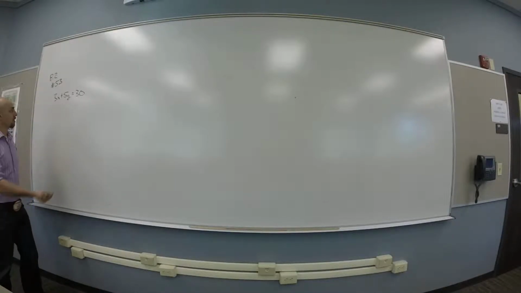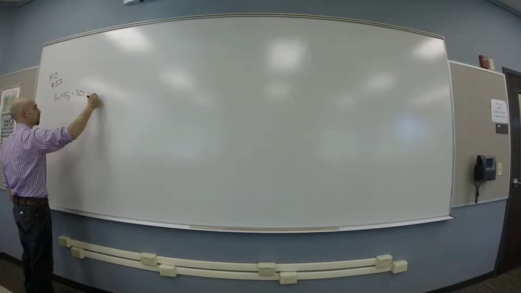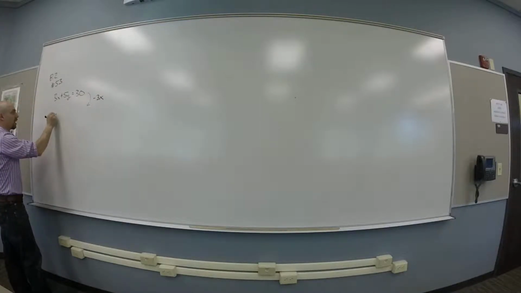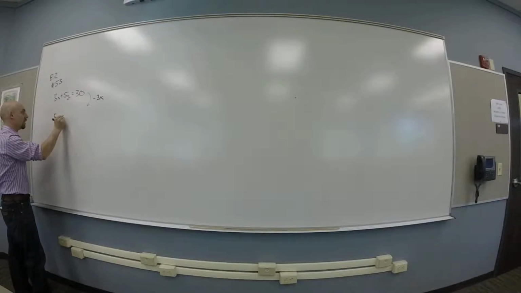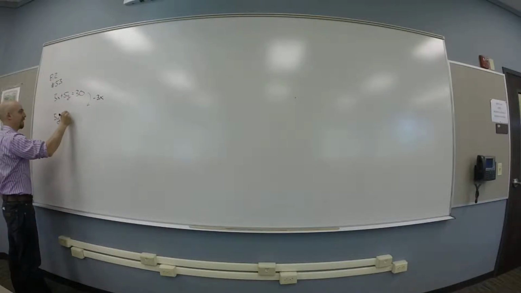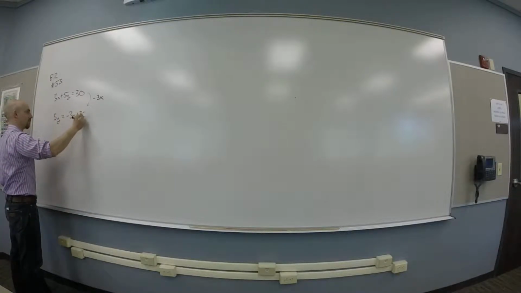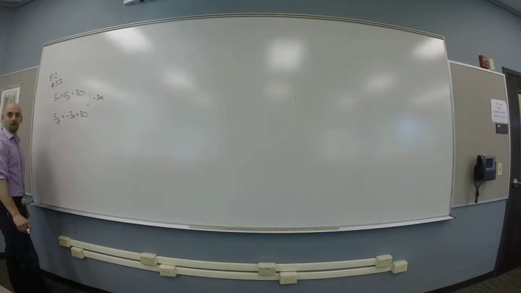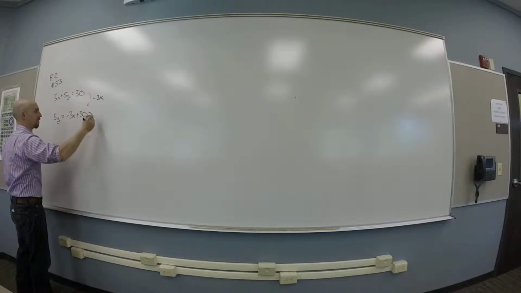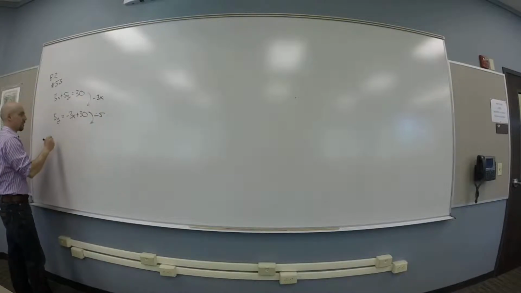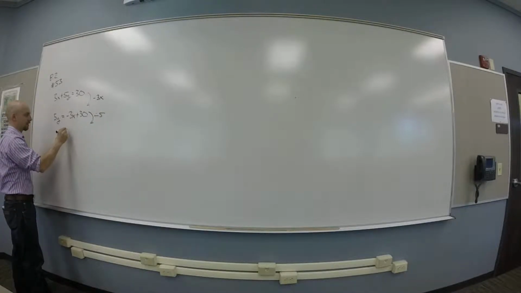Okay, so we'll subtract 3x. So you got 5y is negative 3x plus 30. Then what? Divide the whole thing by 5. Divide by 5. So then you got y is negative 3/5 x.